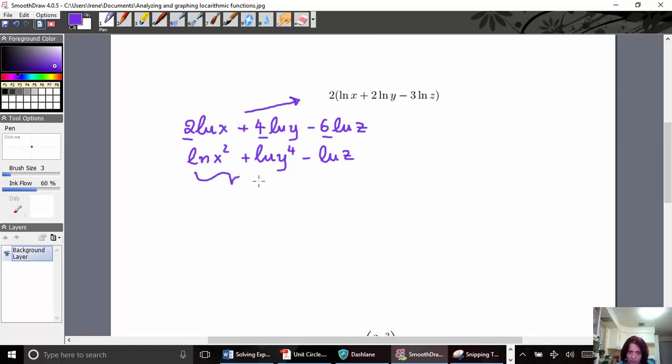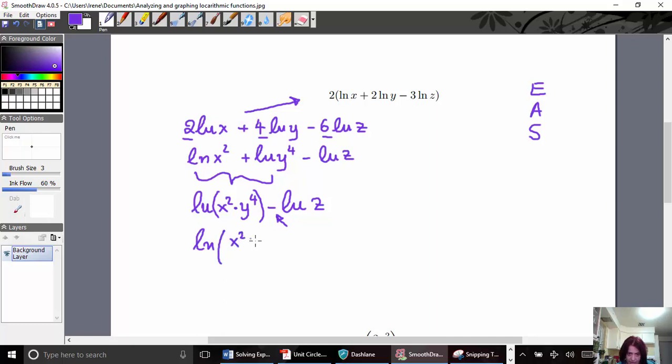The next step is to consider the sum. So always I go exponent, addition, and then subtraction. Ln of x squared times y to the 4th minus ln of z. And now I focus on the negative. This means a quotient. I will apply the quotient rule and I have x squared y to the 4th divided by z. And that's my final answer.